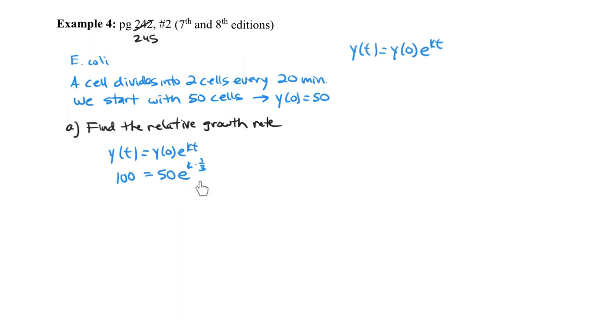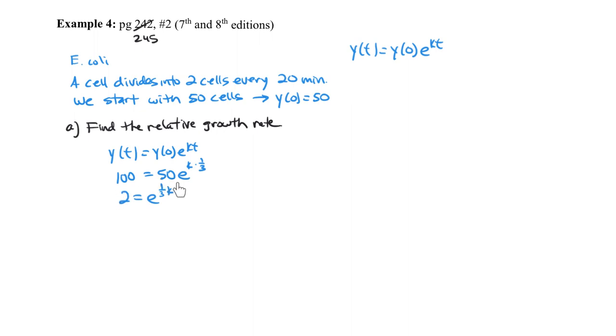So once we have this set up, we can just solve this for k, right? So what we could do is divide each side by 50, because I want to get at this power, I'm going to need logarithms, but I need to get rid of the 50 so I can use logarithms. So I'm going to divide each side by 50. So what we would get is 2 equals e to the 1/3 k. All right, so I'm just dividing each side by 50.